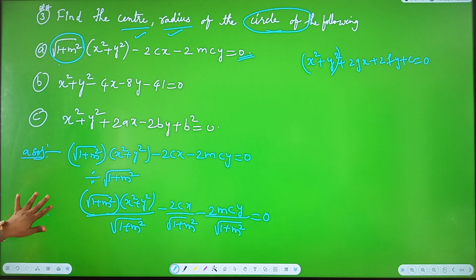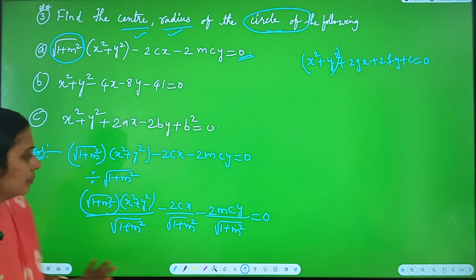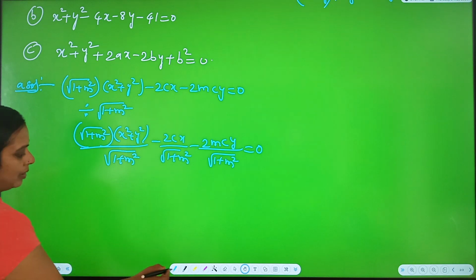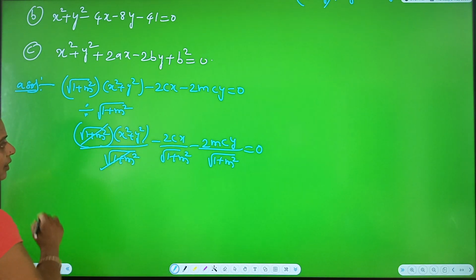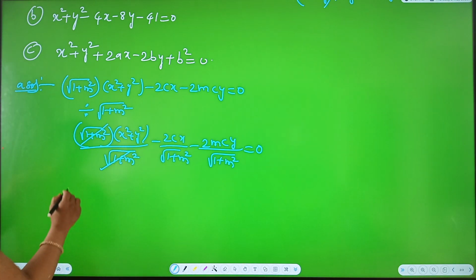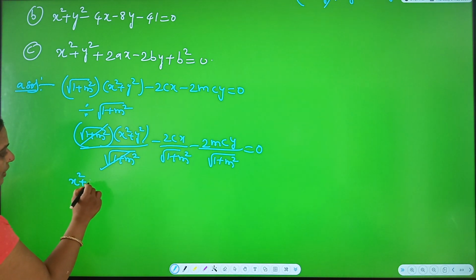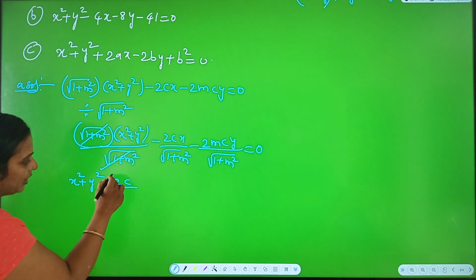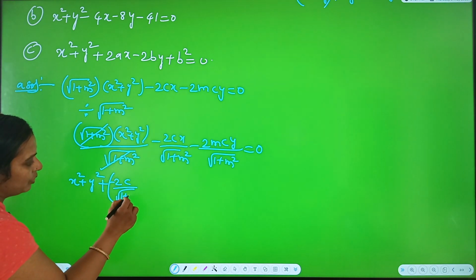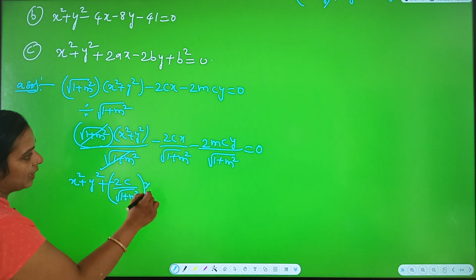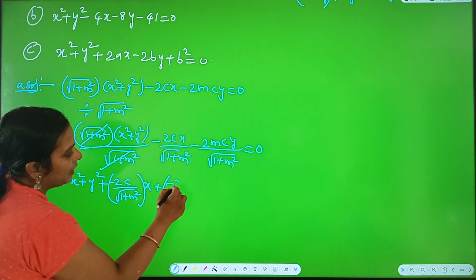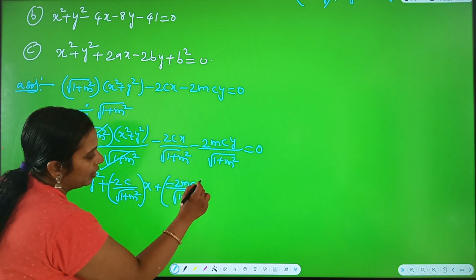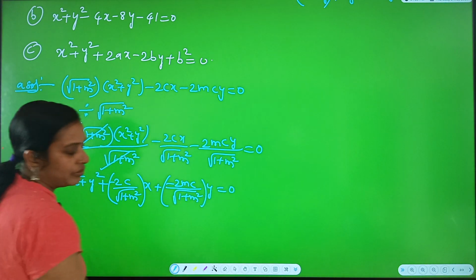Now this under root of 1 plus m square gets cancelled. So it is x square plus y square plus of minus 2c over under root of 1 plus m square times x, plus of minus 2mc over under root of 1 plus m square times y, equal to 0.